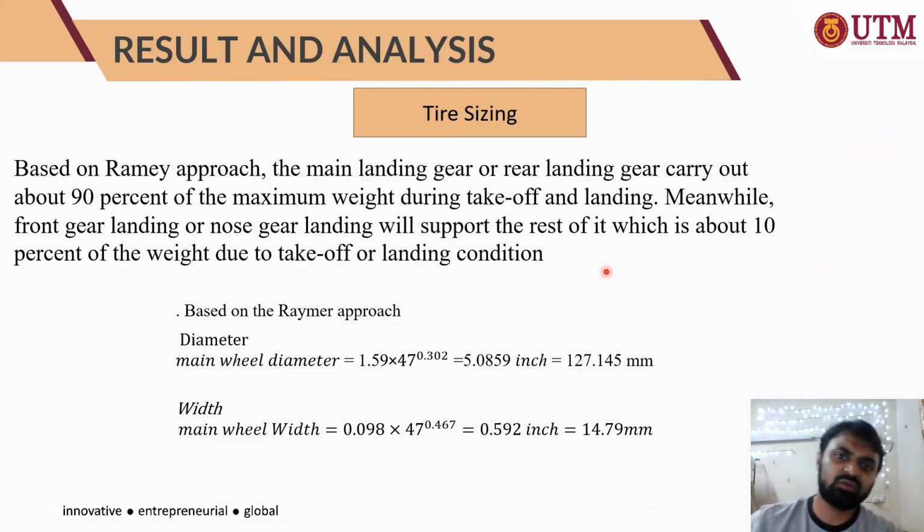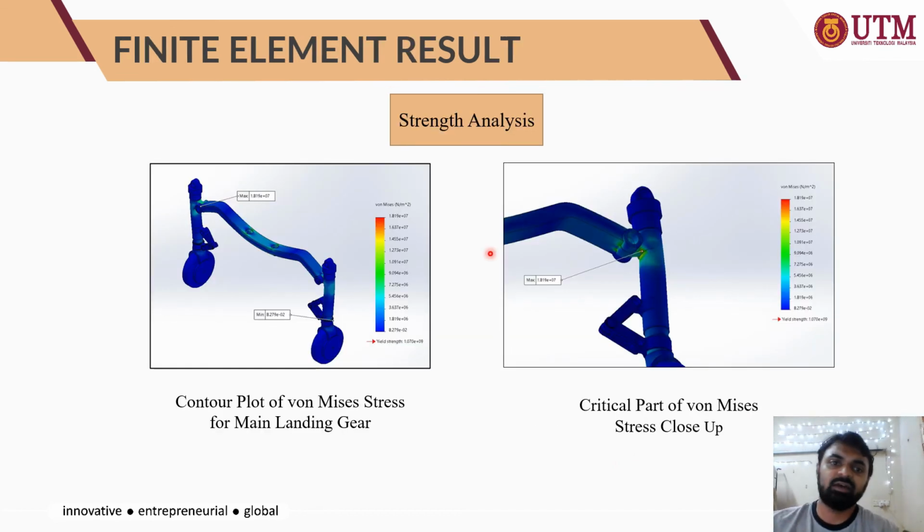For the result, first we have to finalize the tire sizing. Based on the Raymer approach, the main landing gear or rear landing gear carries about 90% of the maximum weight during takeoff and landing. Meanwhile, the front gear or nose landing gear supports the rest, which is about 10% of the weight during takeoff or landing conditions. Based on the Raymer approach, the diameter of our main wheel is 127 mm, and the width of the main wheel is 14.79 mm.